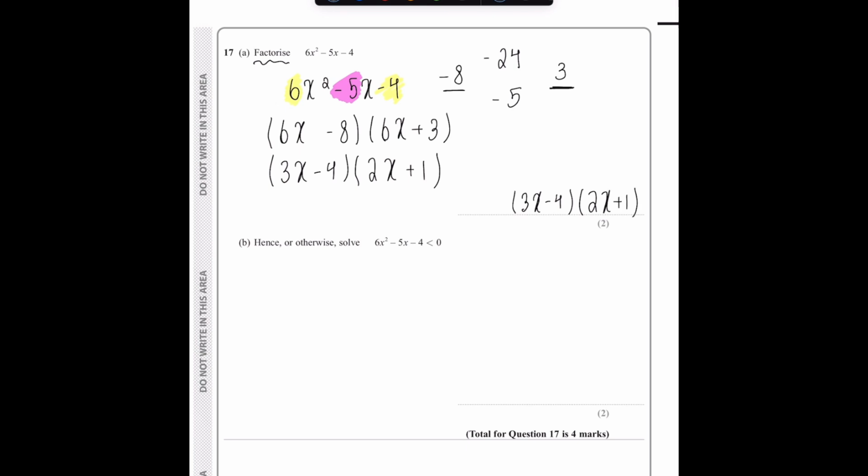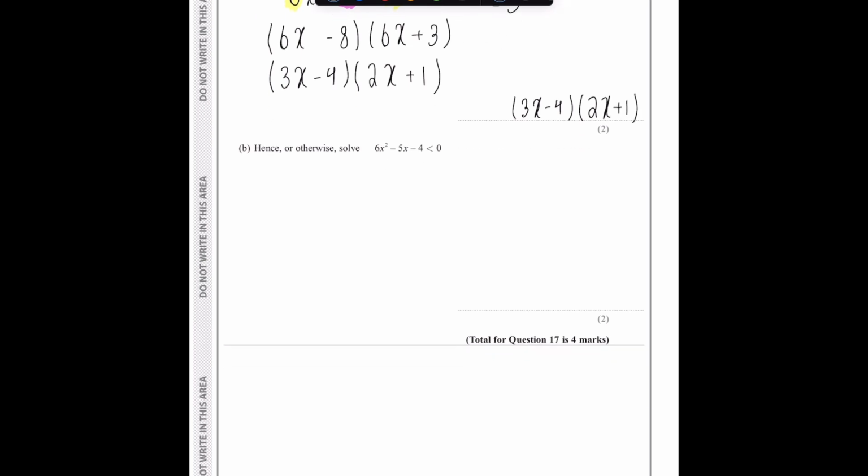Amazing. Now moving on to part B, we're asked to solve this inequality now. So when it comes to solving quadratic inequalities, firstly we want to write it in a factorized form, which we've done in part A. So that's one step already done. Now from here we need to find out what the x-intercepts are, so when it reaches the x-axis. And it is x is equal to 4 over 3, and x is equal to negative a half.